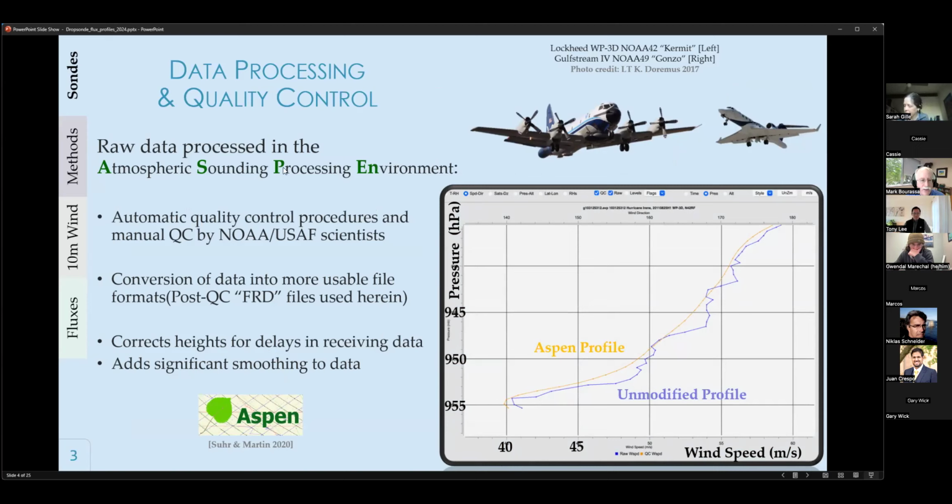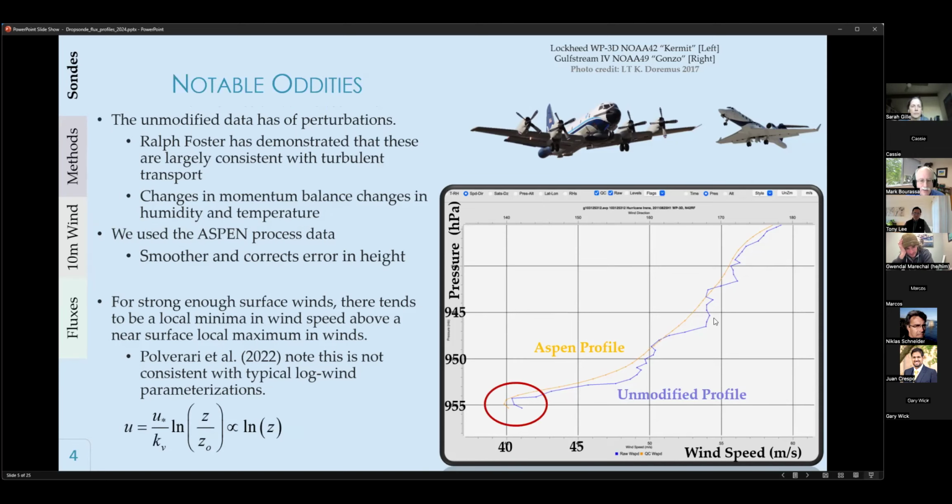In this case, we use data that are processed through ASPEN. It's an automatic QC system. The data in ASPEN are in yellow, and they are noticeably different than the unmodified data. One difference is that ASPEN corrects for changes in height as the instrument falls. So if you don't use that correction, you get a different looking profile than you would with the raw data. It's also fairly noisy. I'll talk about that in a bit.